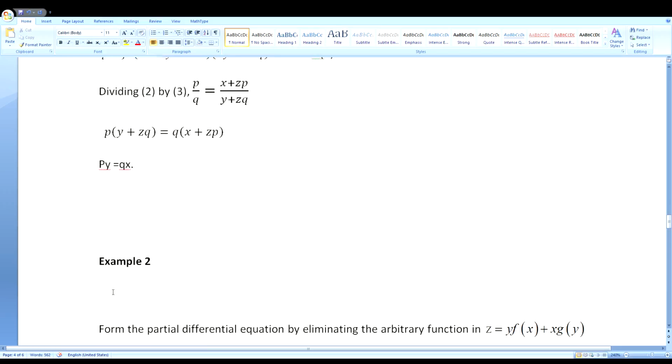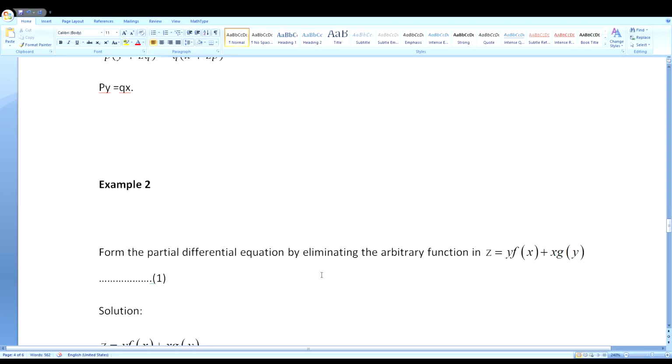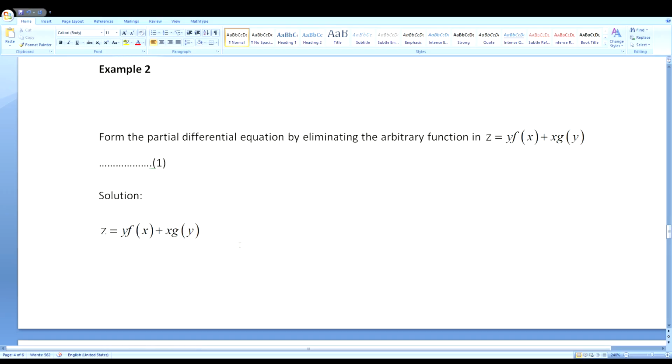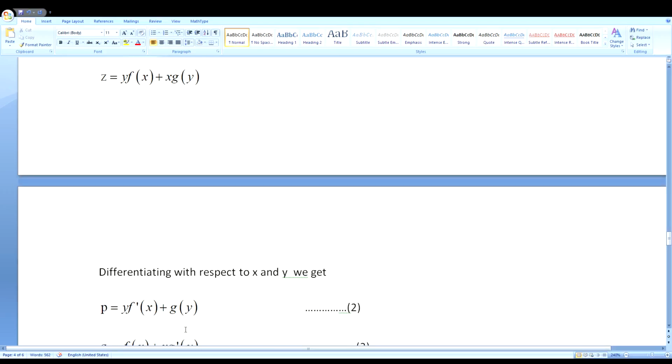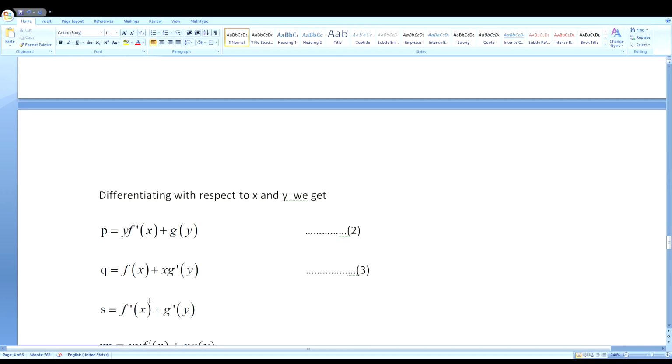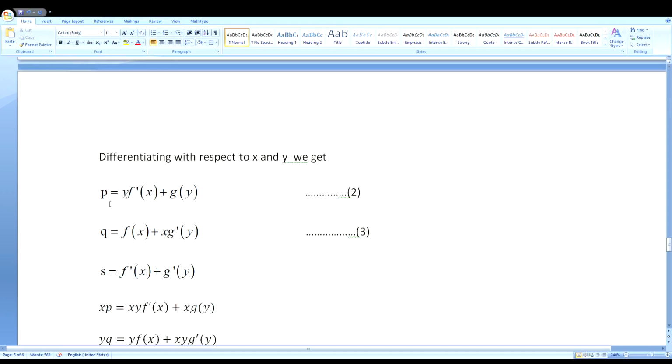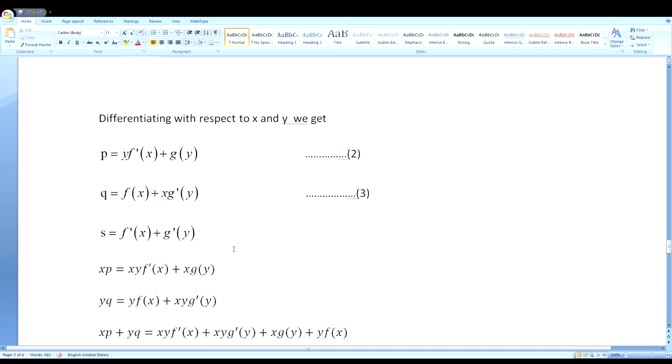Let us see one more example. Form the differential equation by eliminating the arbitrary functions from z equal to y f of x plus x into g of y. Differentiate partially with respect to x and y, we get p equal to y f dash plus g of y and q equal to f of x plus x g dash of y. And s, dou square z by dou x dou y, we get f dash of x plus g dash of y. Now multiplying this by x, xp equal to xy f dash plus xg of y. And yq is y f of x plus xy g dash.